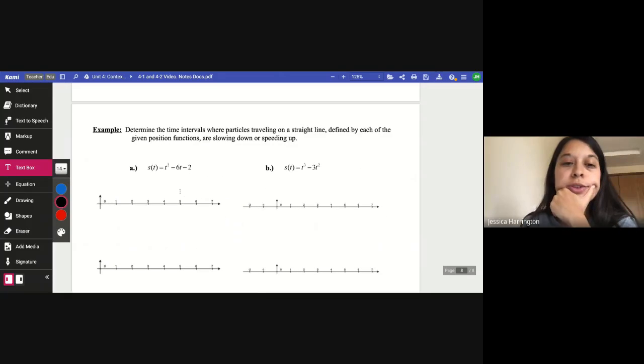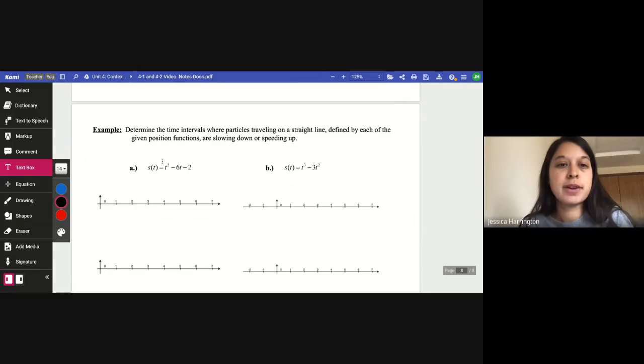So there are 2 functions here, position functions, okay? And they're traveling in a straight line. So let's deal with A first. So here's the position function. I'm going to use this to plot the velocity function. And we're going to use the velocity and the acceleration function to talk about whether the particle is speeding up or slowing down.